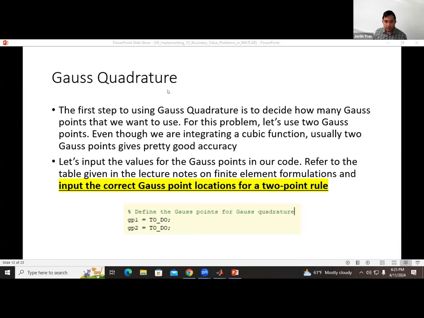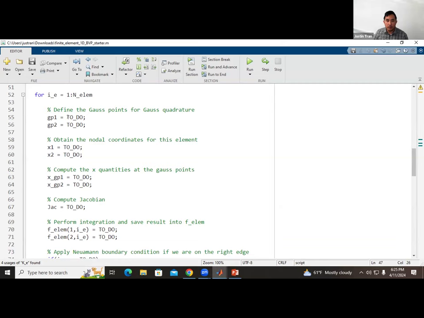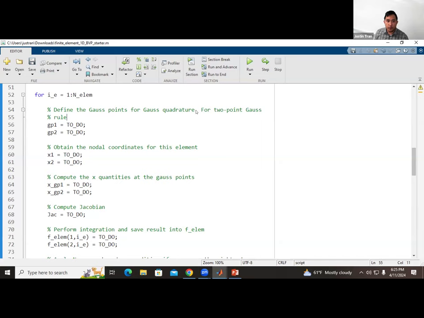Okay, so let's come to the code and see how this entire group is structured right here. First thing, we need to define the Gauss points. So this is GP1 and GP2. For a two-point Gauss rule, the first Gauss point is -1 divided by square root of 3. And the second Gauss point is 1 divided by square root of 3. So these are just the Gauss points for a two-point Gauss rule.